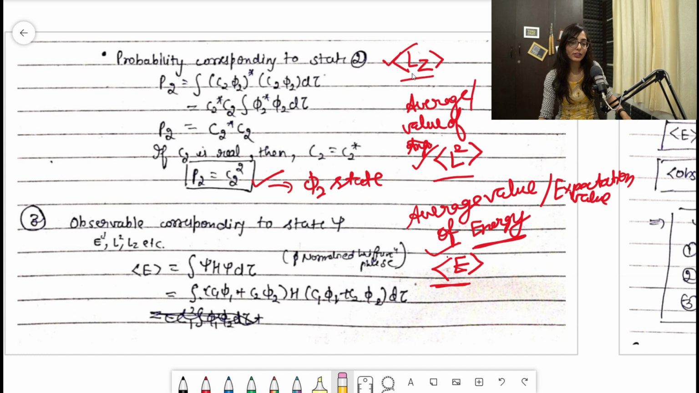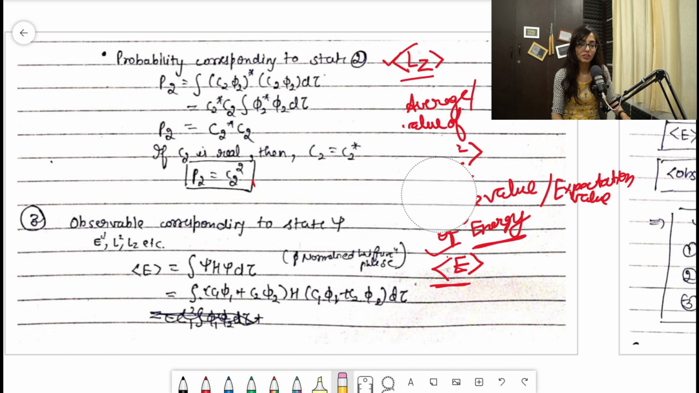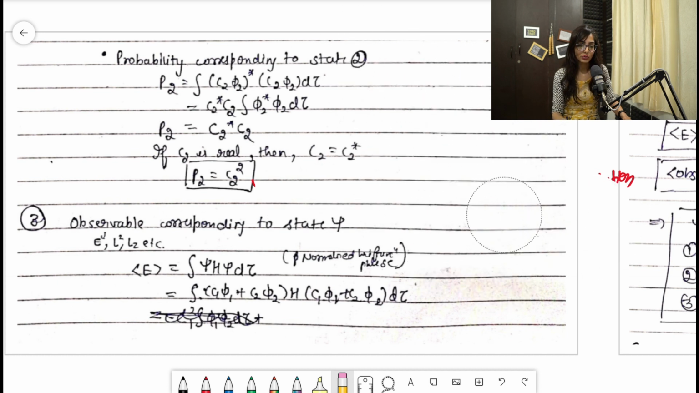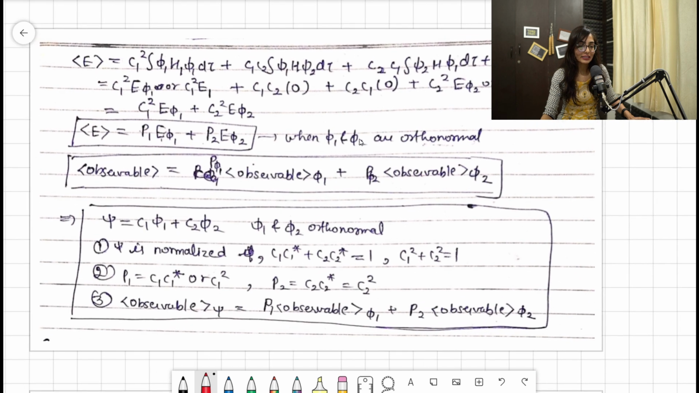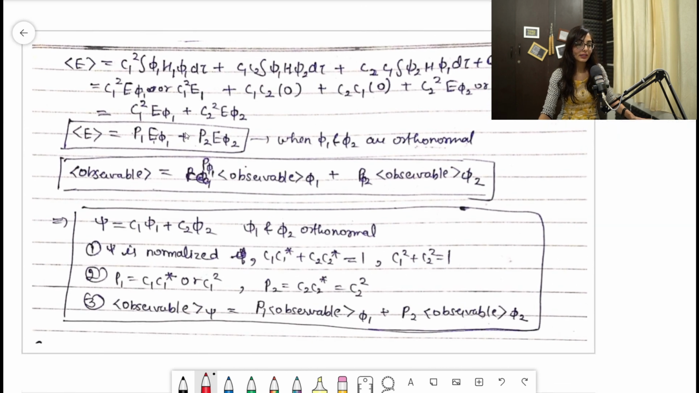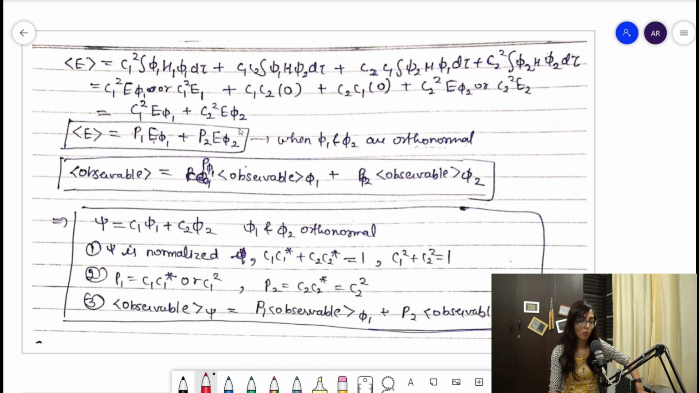Suppose now I need to find the average value. I think I should directly explain the formula for this average value. It will take time to explain all this integration, and these are not that important, so let me tell you directly. The average value can be found by this formula. This is the formula for finding the average value of energy. You will write it like this. So you will be writing the probability.